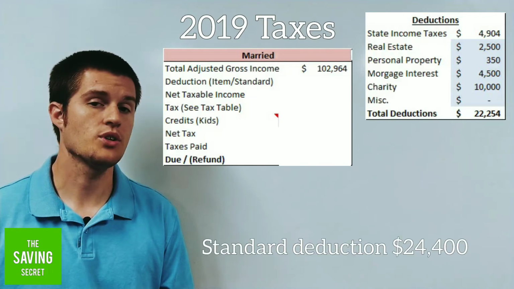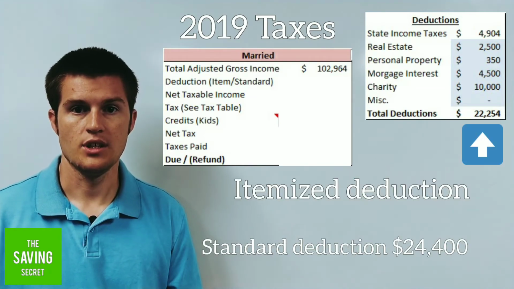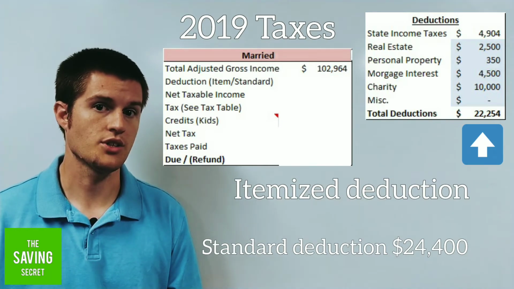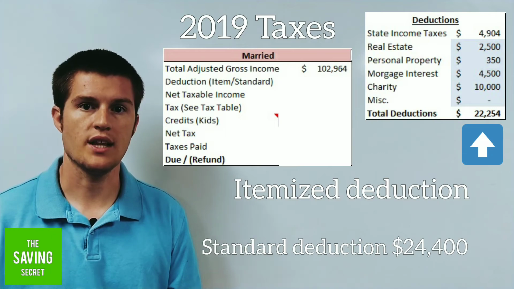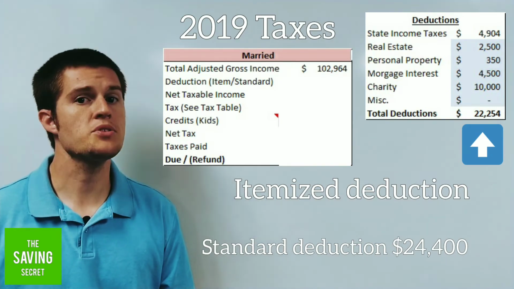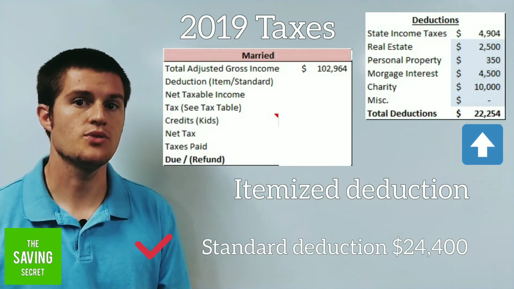You're able to take what's called a standard deduction, or you're able to take an itemized deduction. You want to figure out if your itemized deduction is larger than the standard deduction. If it is, obviously you would take that. If not, you would use your standard deduction. For the purposes of this example, the standard deduction is greater than the itemized, so this is what you'd want to use.